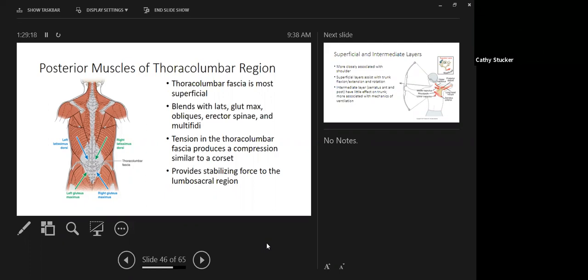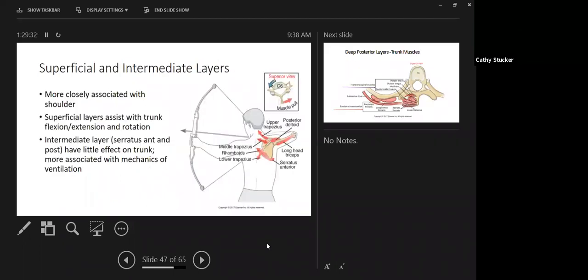The transverse abdominis basically runs horizontally. When it snugs up, it provides support to the abdomen. The superficial and intermediate layers, especially in the thoracic spine, are more associated with upper extremity, putting the upper extremity where we need it. There is some assistance with trunk flexion, extension, and rotation, but primarily we're looking at what's going on with the scapula control and stability.